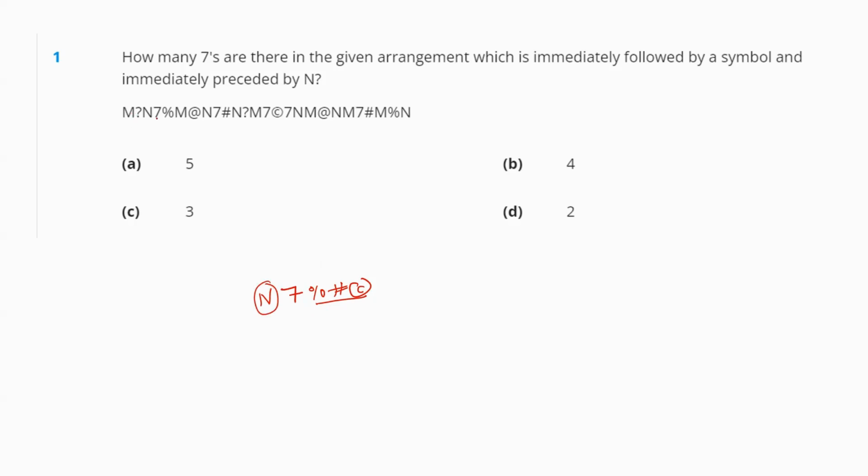So let's find, it is n here and a symbol, so the first combination is this. Now again n, 7, symbol, second combination. Then it is m, we are not getting the symbol before, so this is also not valid, then again we are getting m, so we have only two sevens available of such a type. So answer B is the correct answer. Moving on to the next question.